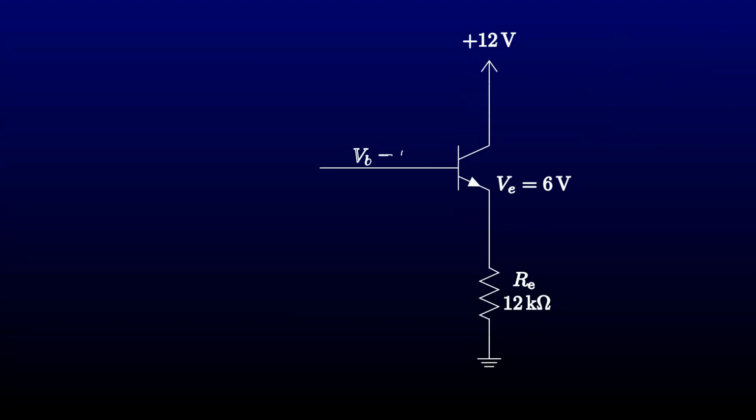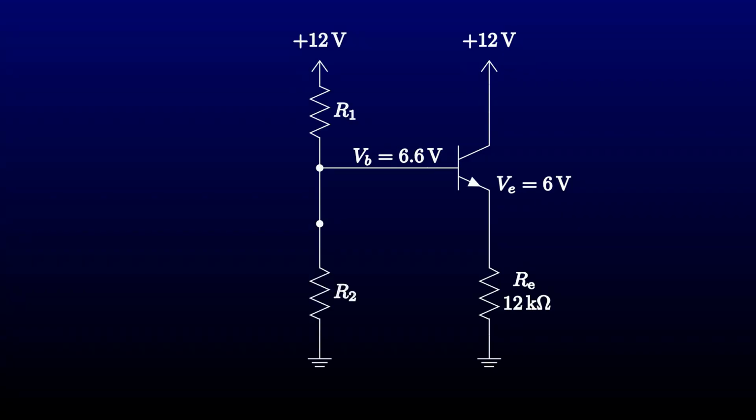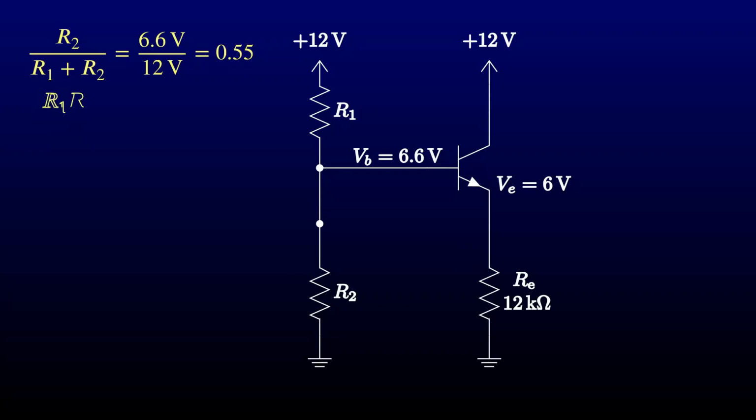We have to set the emitter voltage by putting the base diode drop above it. We'll get that voltage from a voltage divider. The voltage we need gives us the ratio of the resistors. The Thevenin equivalent resistance of the divider has to be much less than the load it's driving, which is the resistance as seen looking into the base.